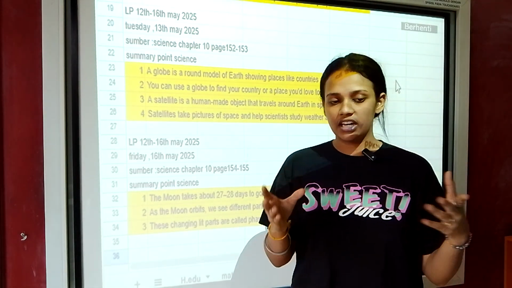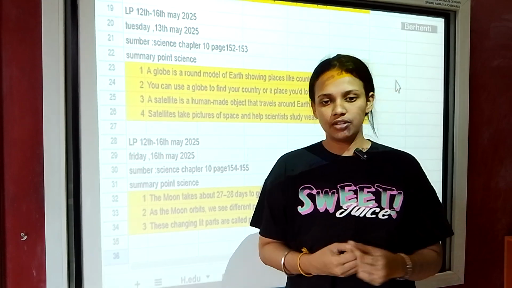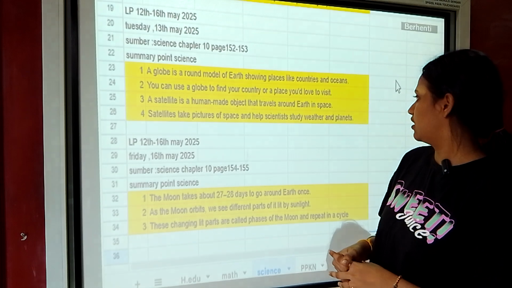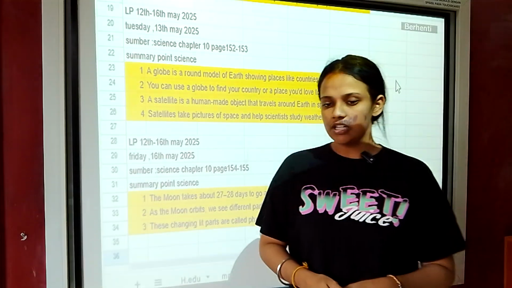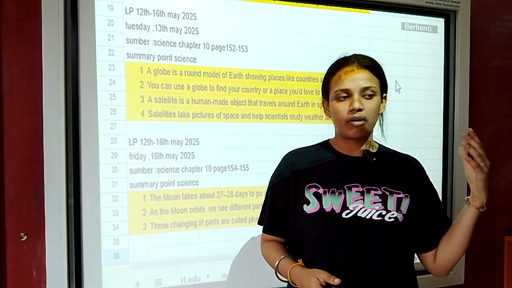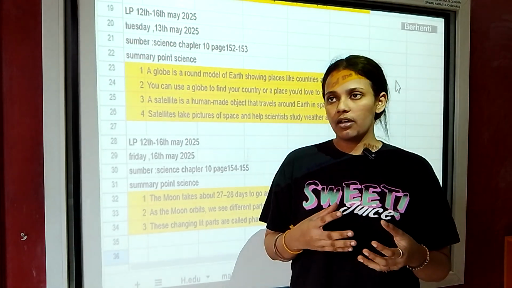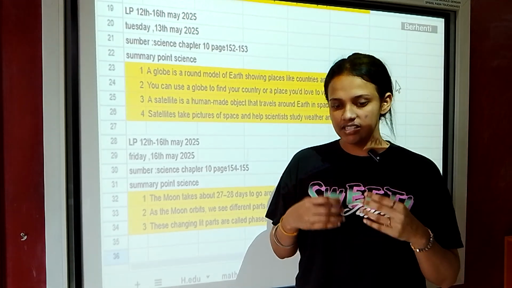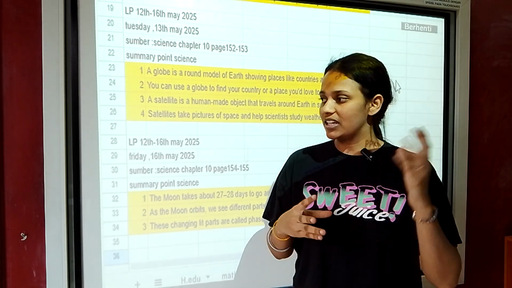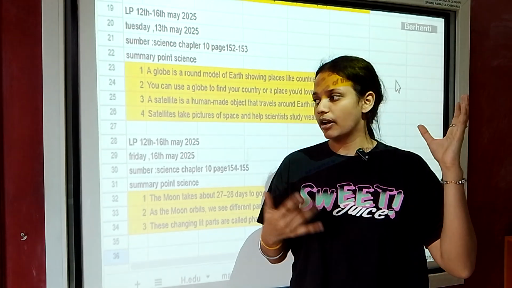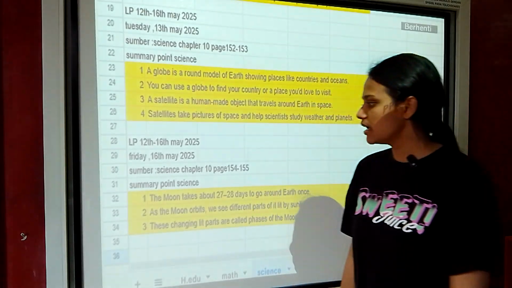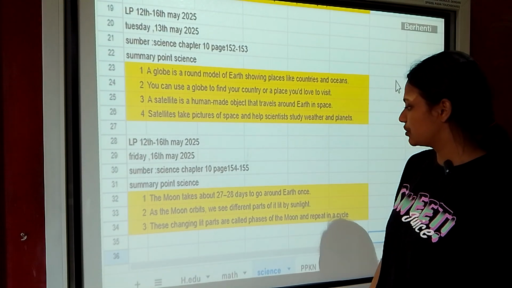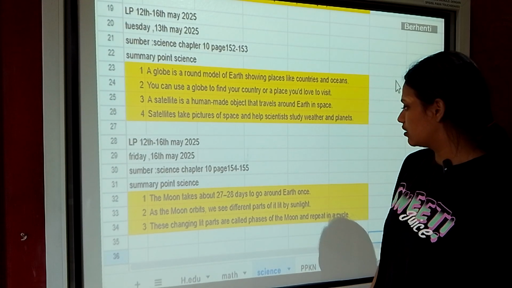And also they send navigation, and they send and receive signals. Satellites take pictures of space and help scientists study weather and planets. So satellites help scientists study weather and planets from a far distance. For example, the scientist is on Earth, but the satellite is sent to space to study more about the planets.